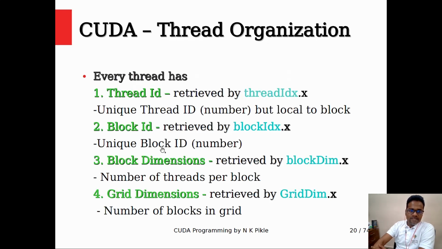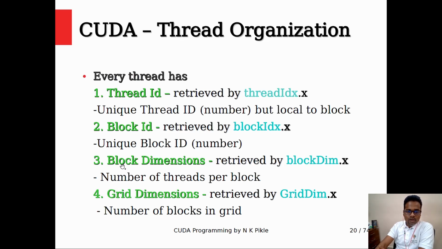So these are the parameters associated with every thread. The first one is thread ID, and that is nothing but a unique thread number associated with every thread. But this is going to be local to the block. We'll see what we mean by this local to block in a while. In addition to this thread ID, we'll also have block ID, right? That is going to be a unique block number.